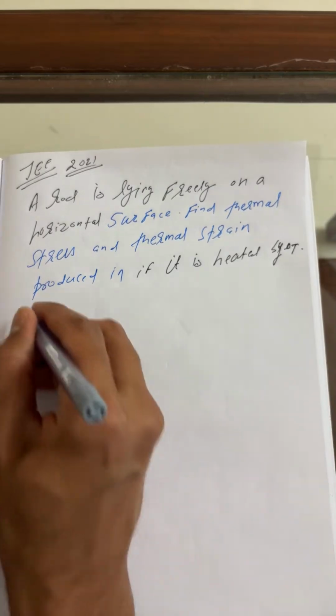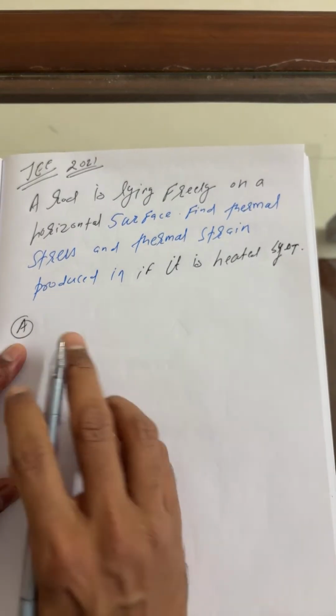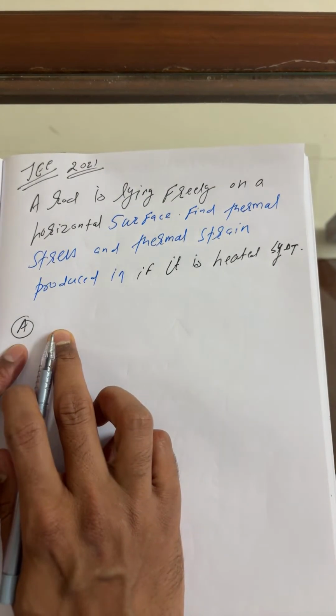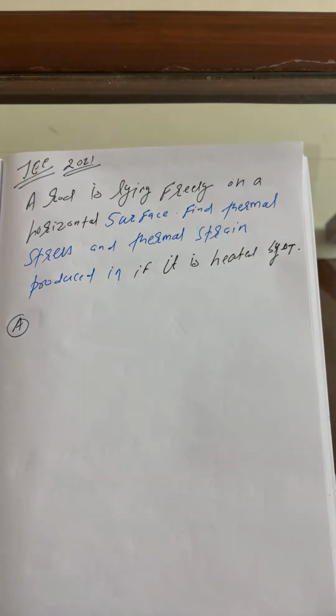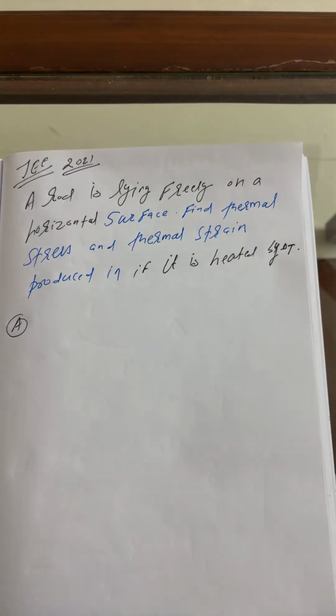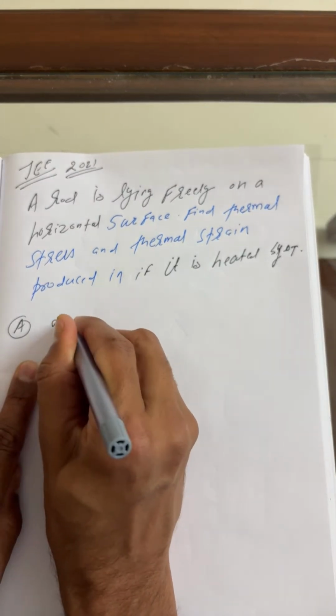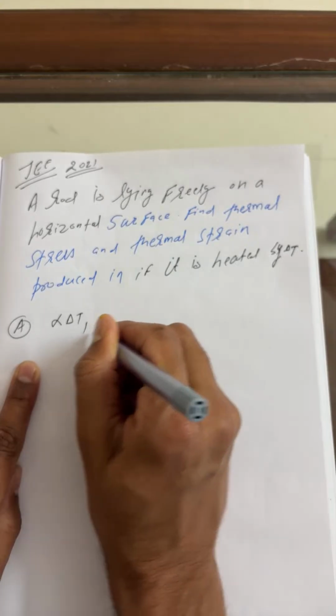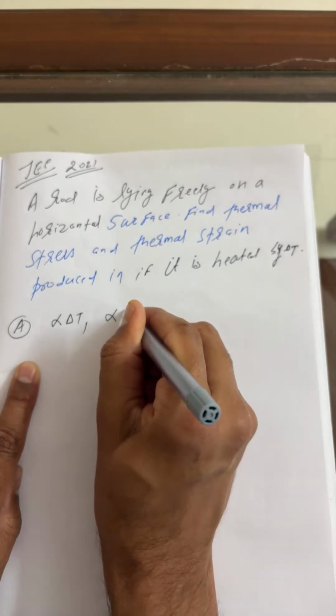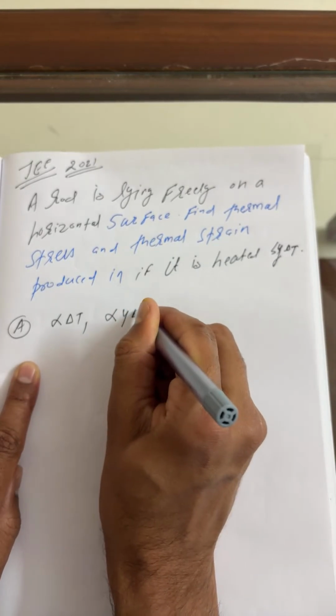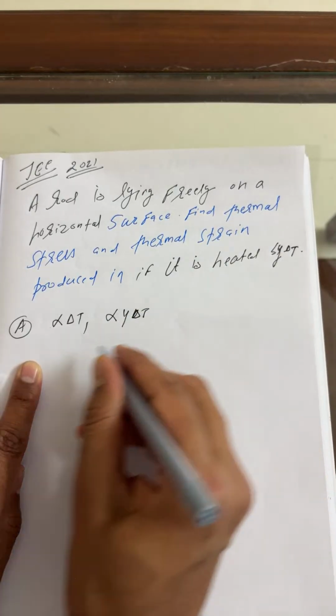Now student, I'm writing the options. First I'm giving stress, then strain. What we have to find: the rod is lying freely on a horizontal surface, find the thermal stress. First I'll write stress, then strain. Option A: alpha delta T is the stress; alpha, Young's modulus, delta T is the strain.